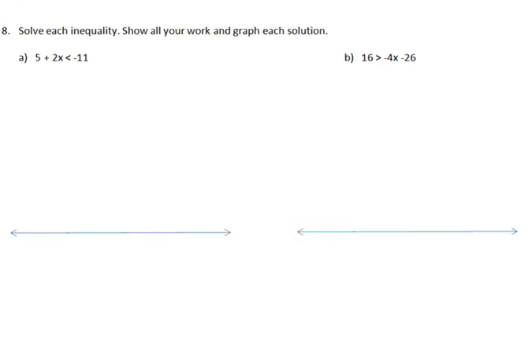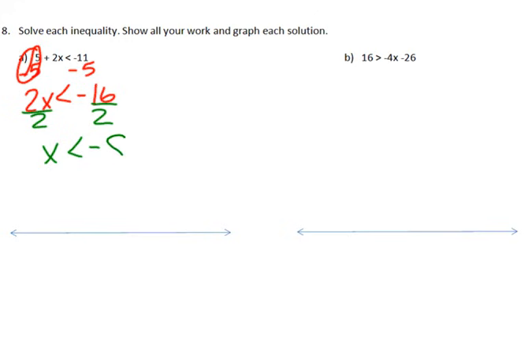All right, getting close. Last ones, we're just going to solve these two inequalities. So very similar process to what we had for the two-step equations. This time we're just going to have a graph at the end. Okay, so we're going to subtract 5 from each side. So we have 2x equals negative 16. Actually, that is less than negative 16. And then divide by 2 on each side to get x is less than negative 8.